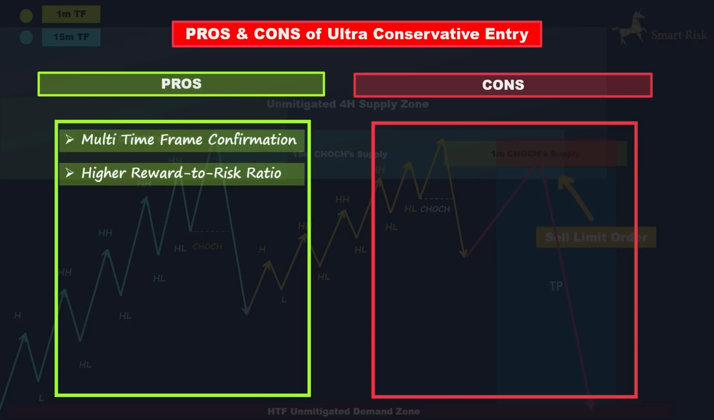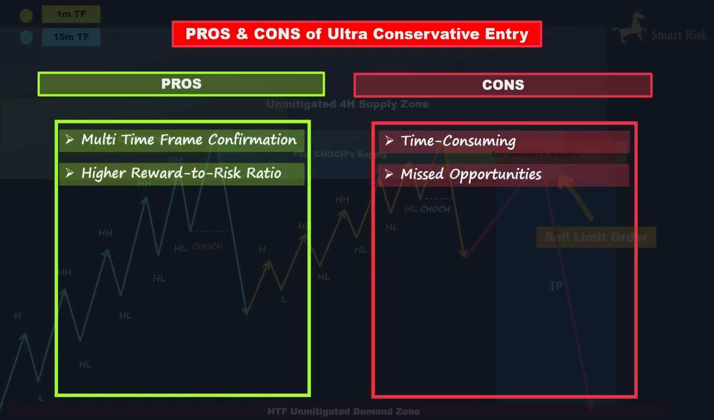However, there are notable cons to consider. First, this approach demands more time for monitoring price movements across various timeframes. Additionally, seeking extensive confirmation before executing trades might lead to missed opportunities, even if prices move in the anticipated direction. Another downside is the potential to miss many trades when overly refining the entry criteria.